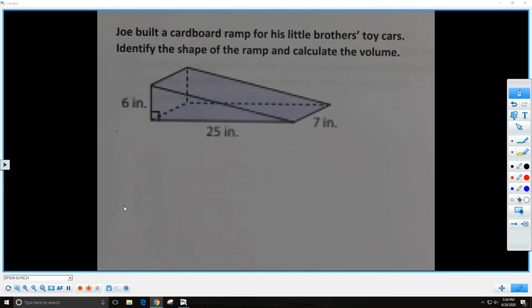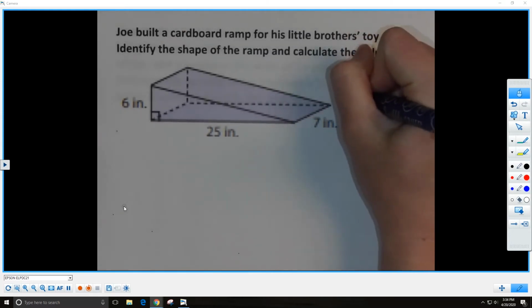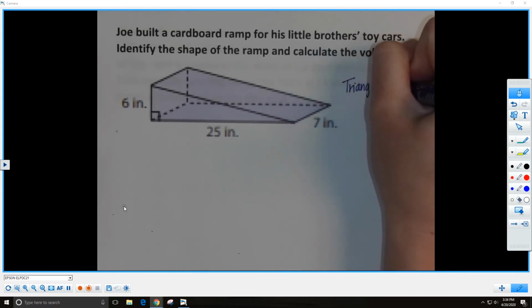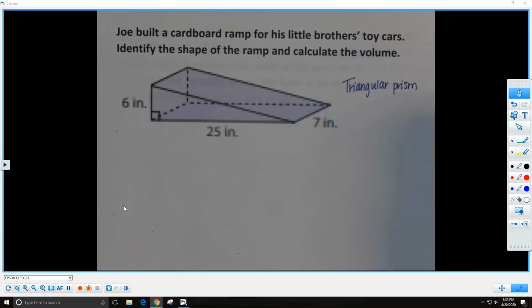Joe built a cardboard ramp for his little brother's toy cars. Identify the shape of the ramp and calculate the volume. Well, the first thing that this problem asks us to do is to identify what shape the ramp is. So what shape do you think this one is? I hope you said that this one is a triangular prism. Okay, so if this shape is a triangular prism, then what does that mean? What shape is the base of this prism going to be? You're right, it's going to be a triangle.